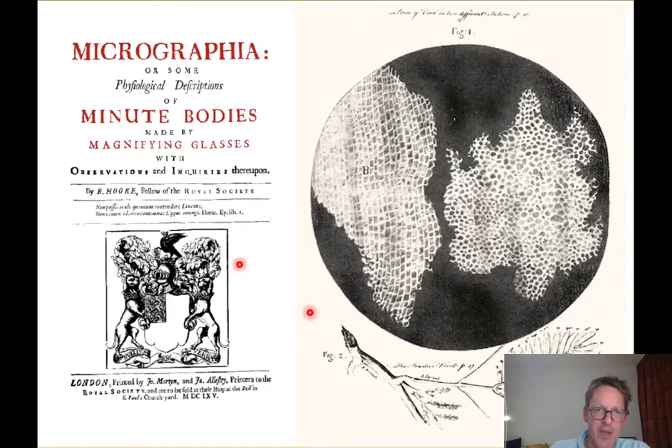Hooke produced wonderful images with this instrument that he drew, and so some of the drawings that he made from objects that he looked at were published in a book called Micrographia, which he published already in 1665, and this book became an instant bestseller because really it opened people's eyes to the microcosm.